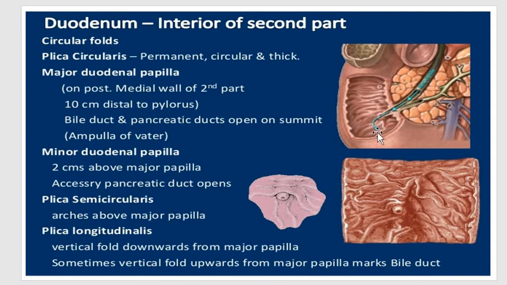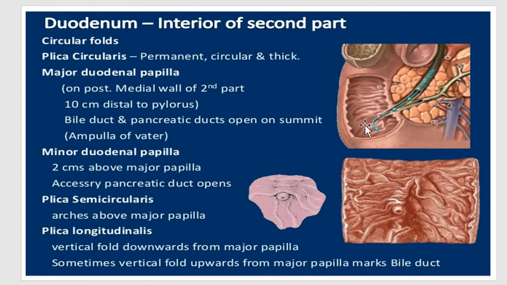On the summit of the major duodenal papilla you will see the opening of the bile duct and pancreatic duct, which is called the ampulla of Vater. Okay, so that is seen on the major duodenal papilla, and the minor duodenal papilla is seen 6 to 8 centimeter distal to the pylorus. So it represents the opening of the accessory pancreatic duct.